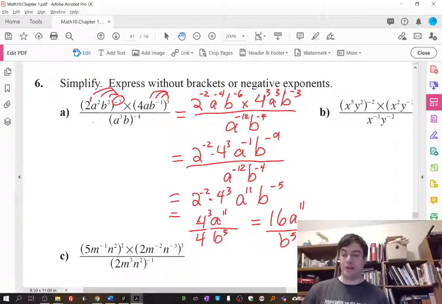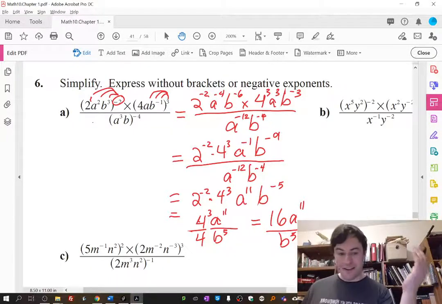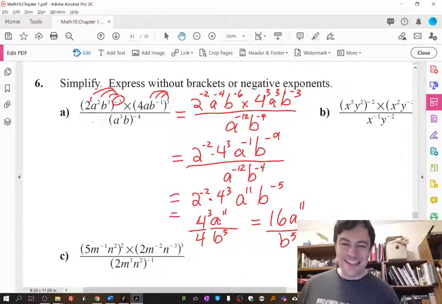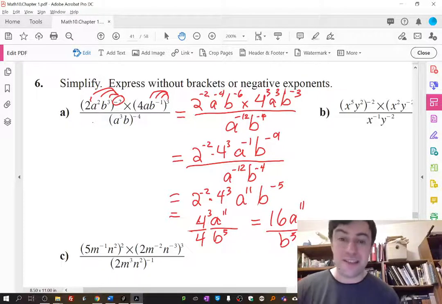Well, I don't know. Am I an exponent master? Probably should have checked the answer before I started. Hey, look, I got it right. Woohoo! So the answer is exactly that, 16 a to the 11 over b to the 5. What a beast of a question.